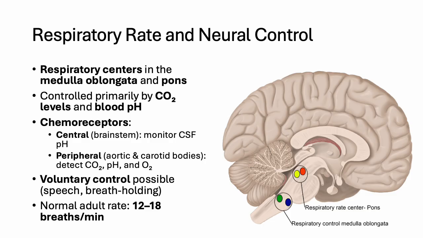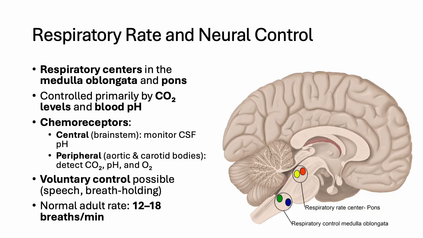Breathing might feel automatic, but it is under precise neural control, managed by centers in the brainstem, specifically the medulla oblongata and the pons. The medullary respiratory centers are responsible for setting the basic rhythm of breathing. These centers respond primarily to the levels of carbon dioxide in the blood, which is tightly linked to blood pH. Even small changes in carbon dioxide can cause rapid adjustments in the respiratory rate.